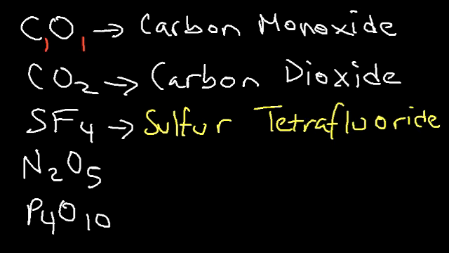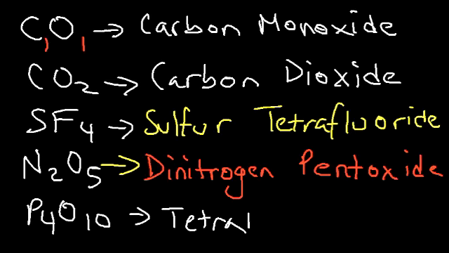And N2O5. So now we need the prefix for the first element because there's 2 nitrogen atoms. So it's going to be dinitrogen, and penta for 5, so pentoxide. And P4O10, that's going to be tetraphosphorus, tetra for 4, and then decoxide or decaoxide, which I ran out of space, but let's see if I can fit it in here. So decoxide or decaoxide, but that's how you would name it. So let's work on some more examples.